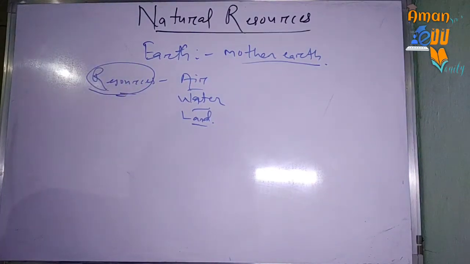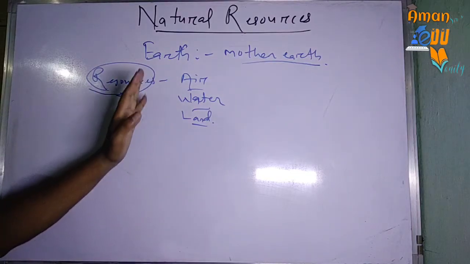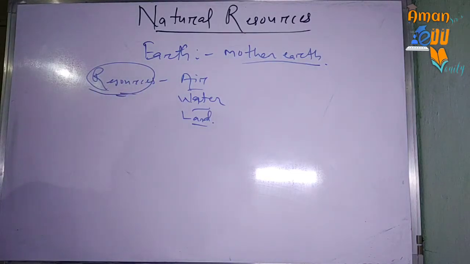Okay, how do we define a resource? A resource is anything which is utilizable. Whatever comes in use of human beings, of mankind, we call it a resource. Anything that is utilizable. And air, water and land are such resources which are naturally found on planet earth. Now life is found where these 3 resources are present: the air, water and land. Where these three are present, life will be found there.